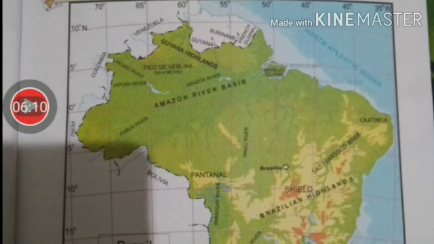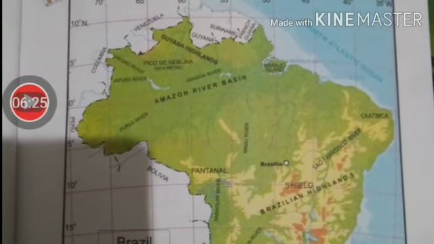Now observe both maps, India and Brazil, and become familiar with them. Questions and answers will be given. So, next one.